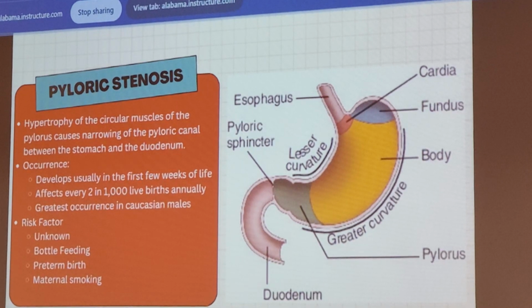Any questions about peptic ulcer disease? Hang with me for a few more minutes. We've got one more topic. We're going to talk about pyloric stenosis.